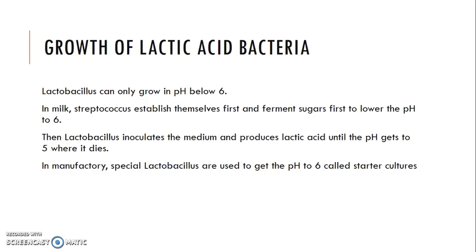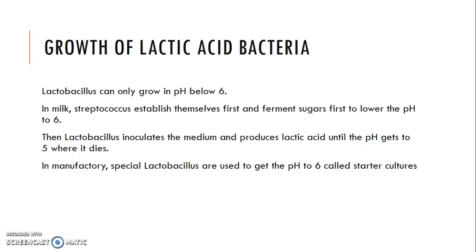Lactic acid bacteria grow kind of interestingly. Lactobacillus can only grow in pH below 6, so in an acidic environment. In milk, what happens naturally is that Streptococcus establishes itself first, and they'll ferment sugars until the pH goes from 7 to 6. After that, Lactobacillus will start to grow and ferment sugars until the pH gets to about 5, and then they'll die out.